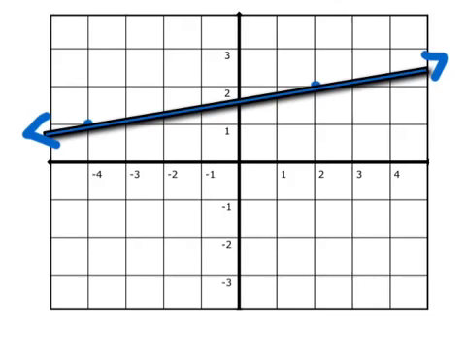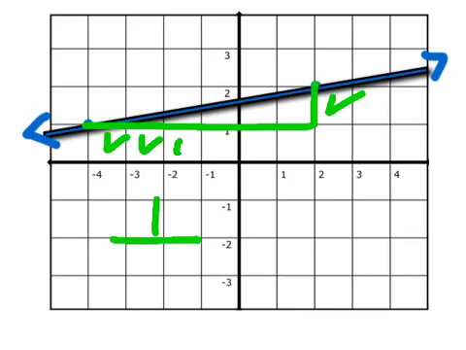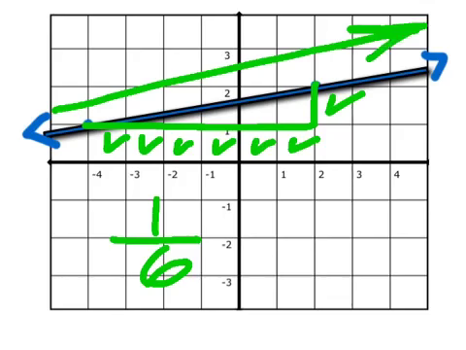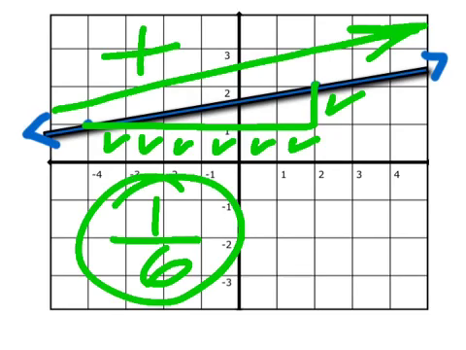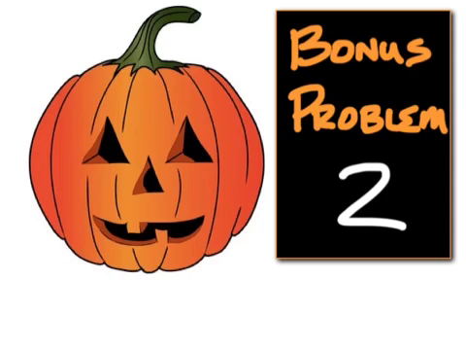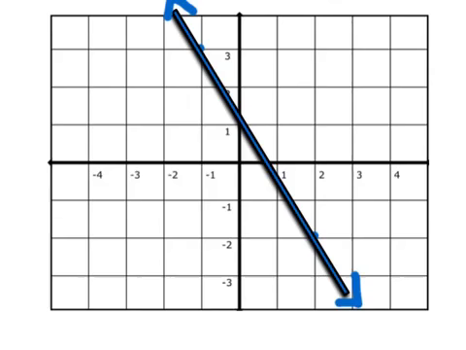Practice problem number 2. What is the slope of this line? On the practice, your triangle will look like this. You have 1 for the rise and 1, 2, 3, 4, 5, 6 for the run. It goes up to the right, which is positive, 1 over 6.